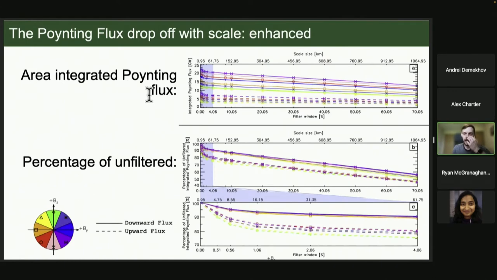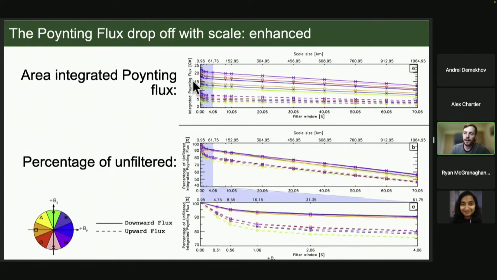Now, these plots emphasize how the hemisphere integrated Poynting flux drops off with increasing spatial scale size by applying those low-pass filters that I've talked about. The colors are different IMF orientations, and the solid lines are statistics for downward Poynting flux, and the dashed lines are statistics for upward Poynting flux. This top plot shows the decrease in the integrated flux magnitude with scale. And this one's pretty straightforward, as it just shows the Poynting flux continuously decreasing with increasing scale for all IMF orientations and for both downward and upward Poynting flux.